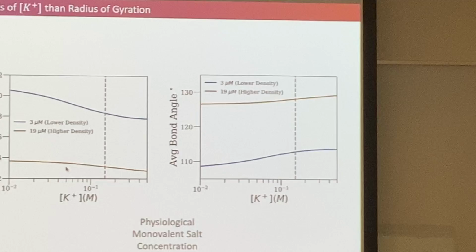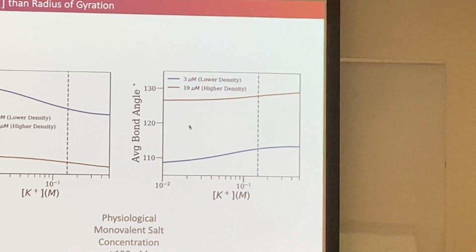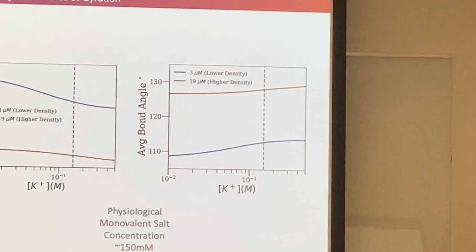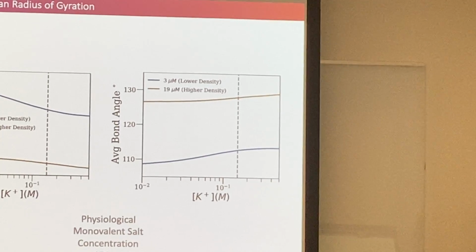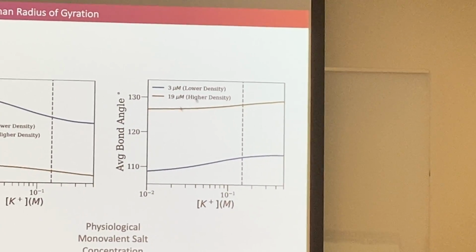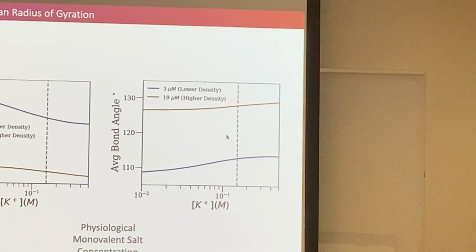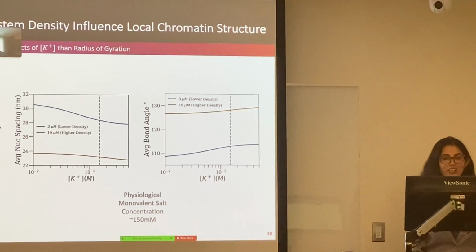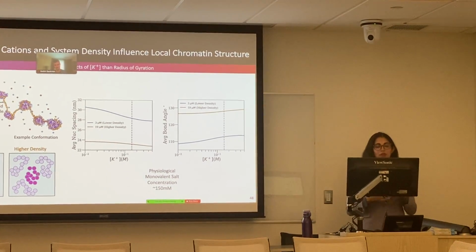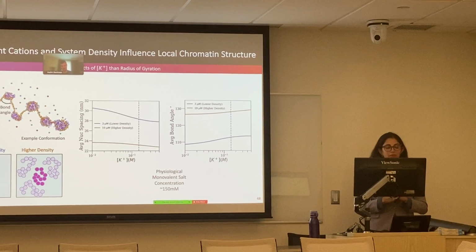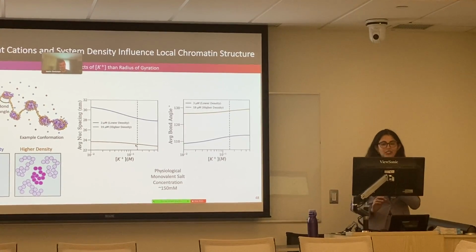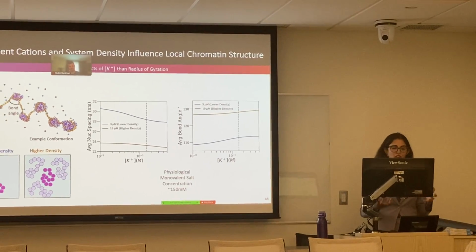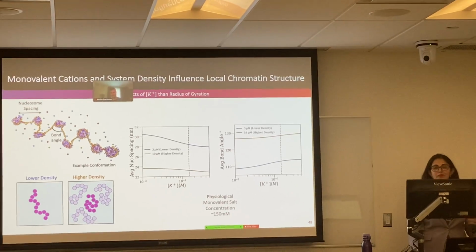So you can see here actually, if you think about it, an increased bond angle means that the linker DNA, which is strongly negatively charged, is further away from each other in three-dimensional space. So this is why the higher density system has a higher bond angle, even though the average nucleosome spacing is decreased due to the osmotic pressure from surrounding chromatin chains. So overall, we have seen that even though beyond physiological monovalent salt concentrations there isn't as much influence, the electrolyte environment still does influence the overall structure of chromatin for monovalent conditions.